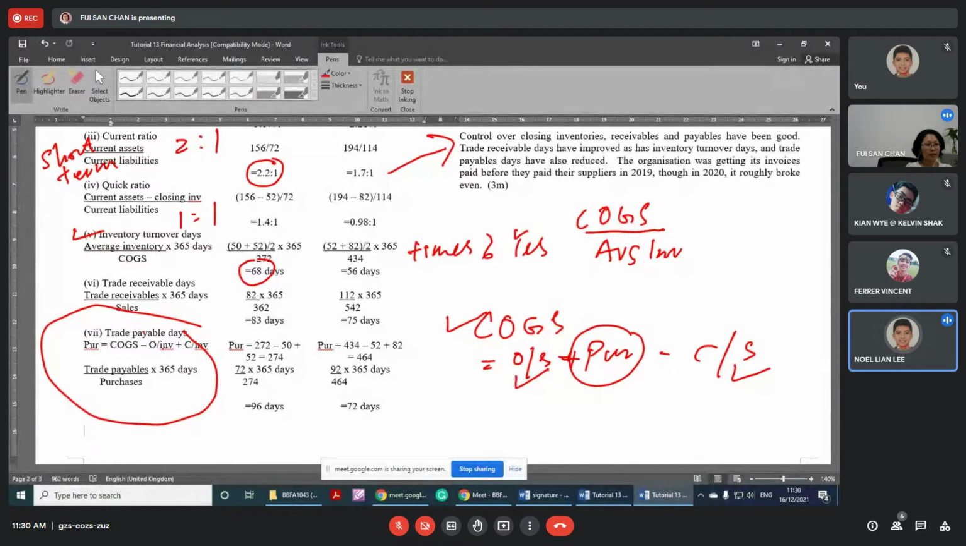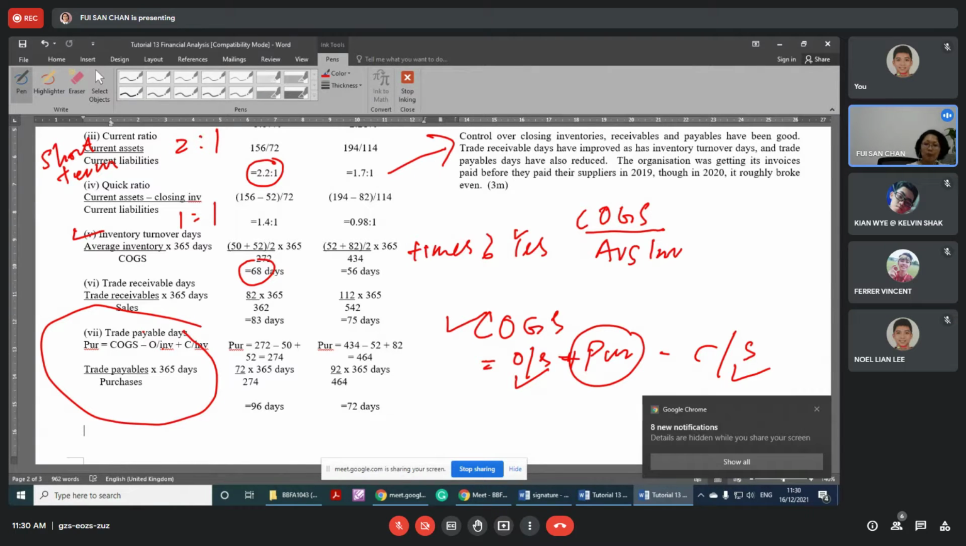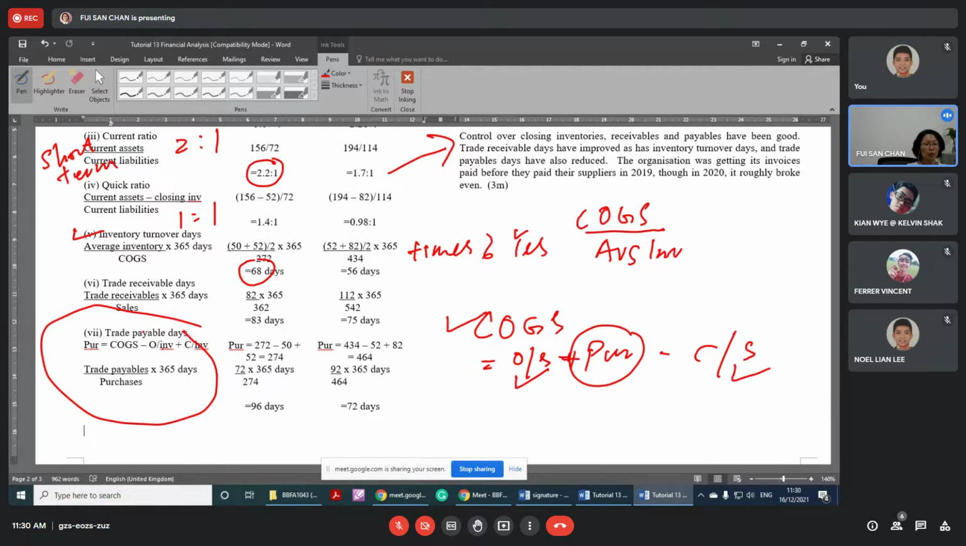Trade payable days, no. Why no? Because we need to maintain the relationship with the supplier. Yes, you are right. Of course, if the trade payable gives us a longer credit, the better, because we want to collect from customers, then only we can pay our trade payable. But if you want to have a good relationship with the trade payable, please do not delay too long. So for trade payable, not the longer the better.